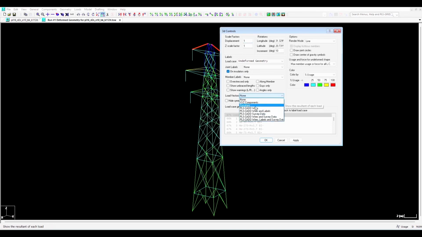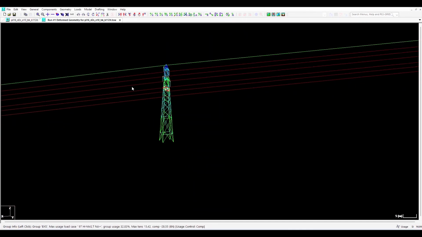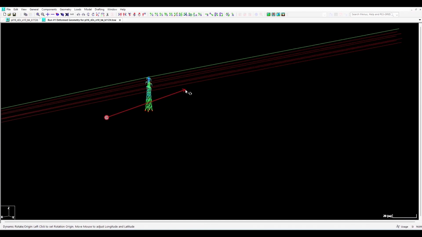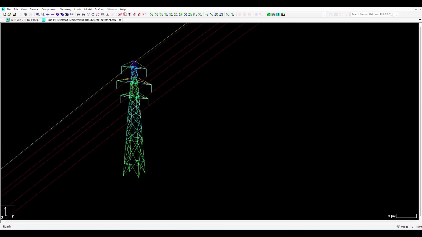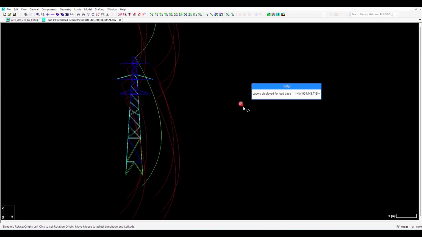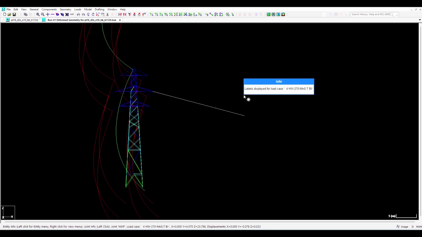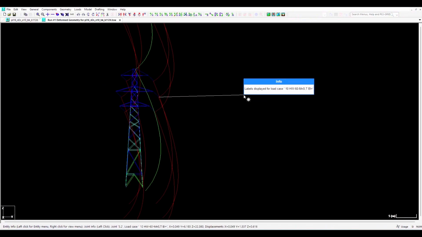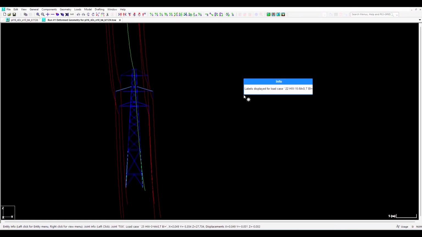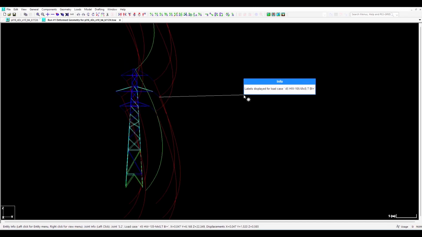So now I'm going to display the PLS-CADD wires, or the conductors in real life, and I'm going to run through the load cases. And this is the fun part, the visual part, and you will see how the conductor system and how the tower will react to those loads visually when it's subjected to high wind or combined wind and ice or a broken wire case. So I'm just going through them right now. I'm pressing F6 on my keyboard, and you can see the tower dancing from left to right.